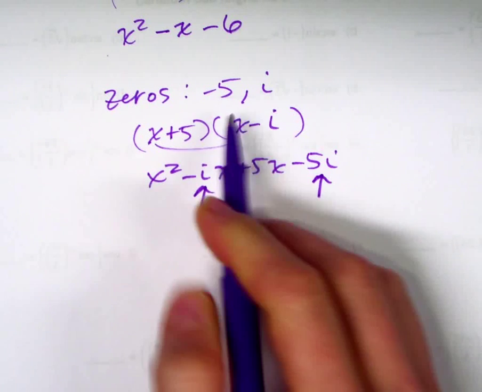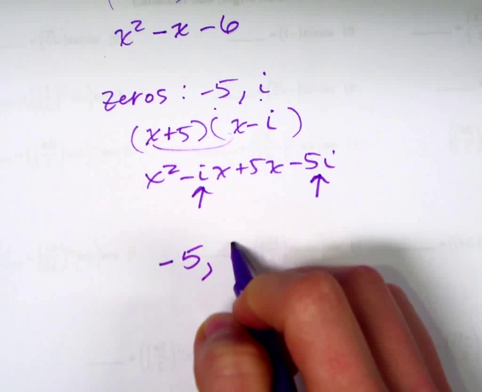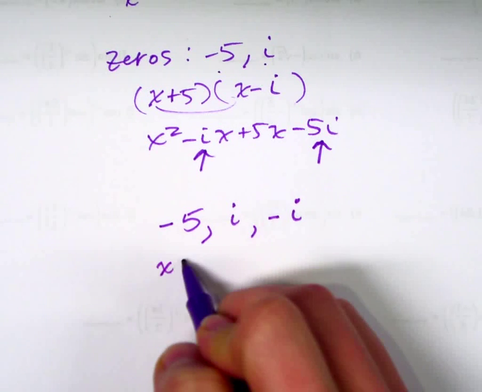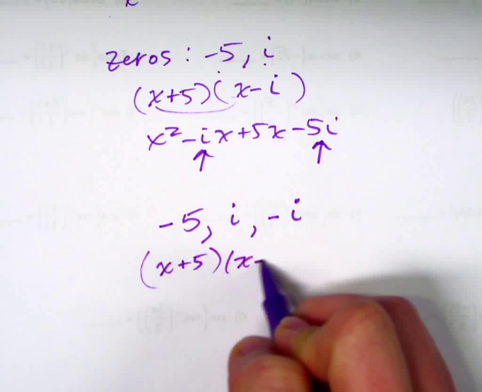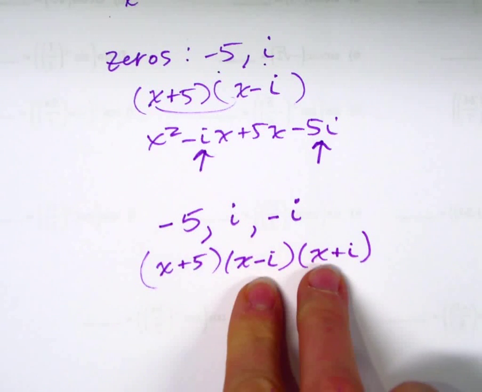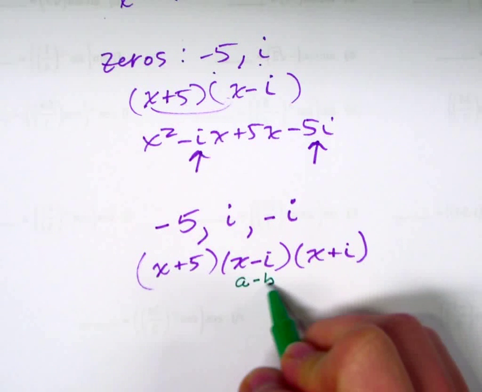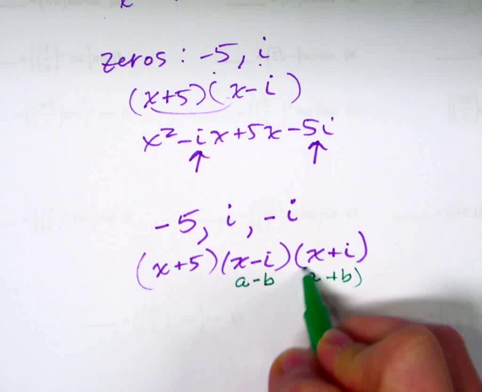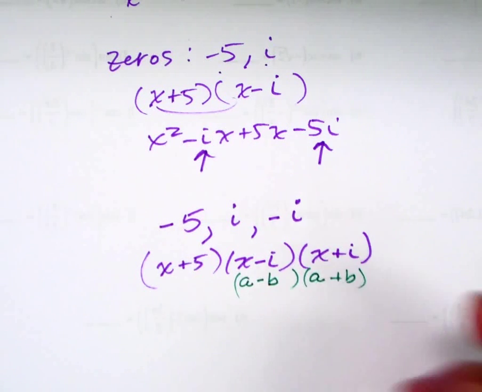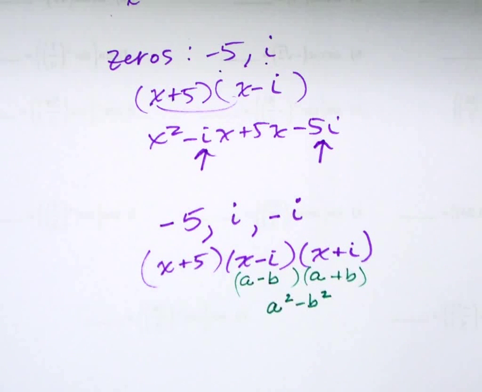So instead of just having -5 and i, let's take a look if we had -5, i, and -i. So what would happen is we'd have x plus 5, we'd have x minus i, and we have x plus i. Now this looks similar to a minus b and a plus b. What's the advantage of having this set up? And then we get a squared minus b squared. Everybody okay with that?